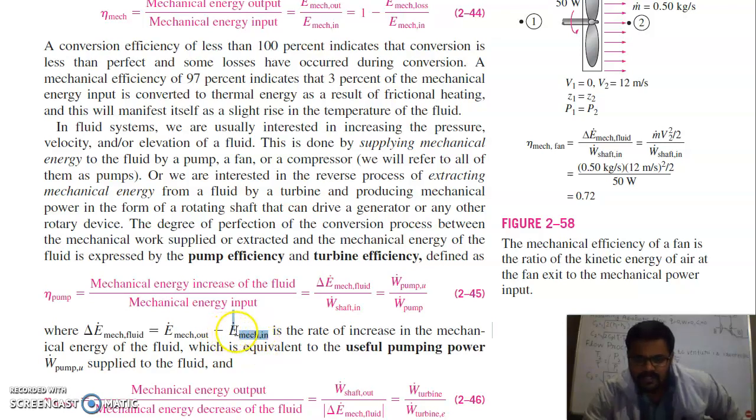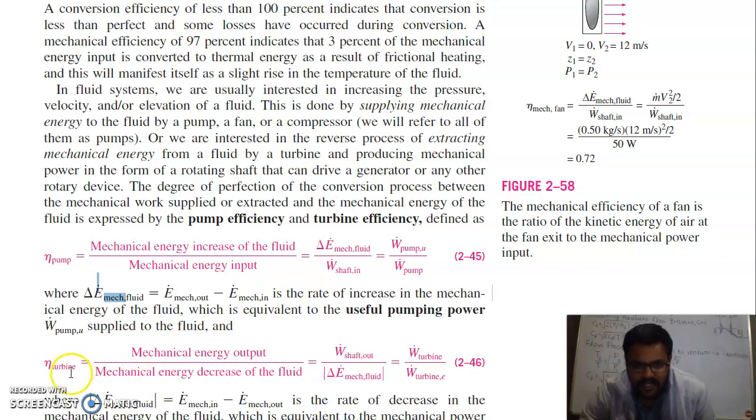So the fluid will come with some energy at the inlet. Suppose in this fan case it is V1, which means 0, and the fluid will go out with some velocity and kinetic energy. So that in and out difference will give you how much energy is transferred to the fluid. So this is the useful pumping power.